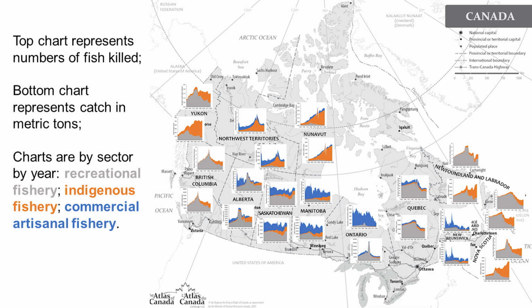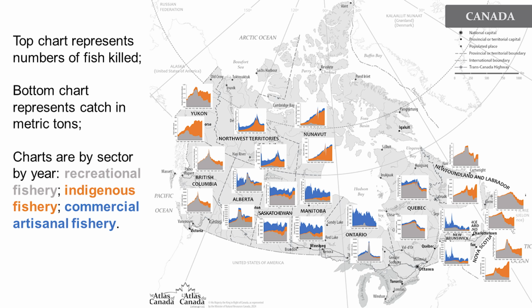Now, these are the results. You can see the results in the graphs. The top charts are the numbers of fish killed, and the bottom charts are the catch in metric tons. The gray part of the chart is for recreational fisheries, and you can see in many of the provinces and territories, that is the overwhelming part of the catch.